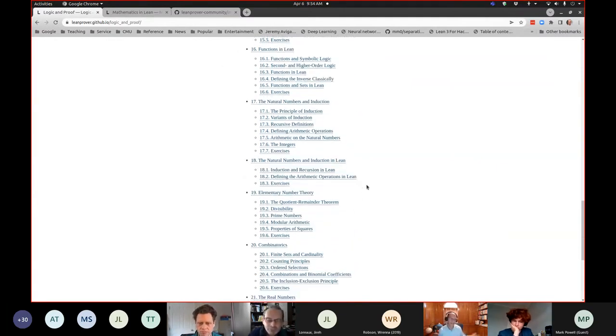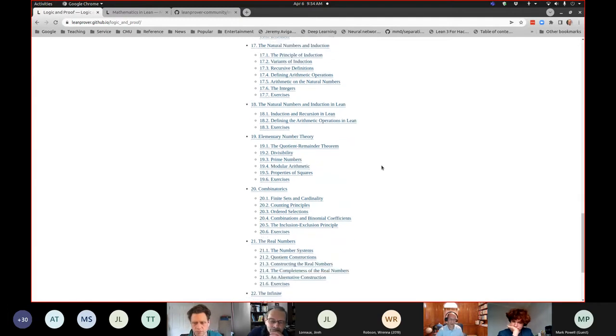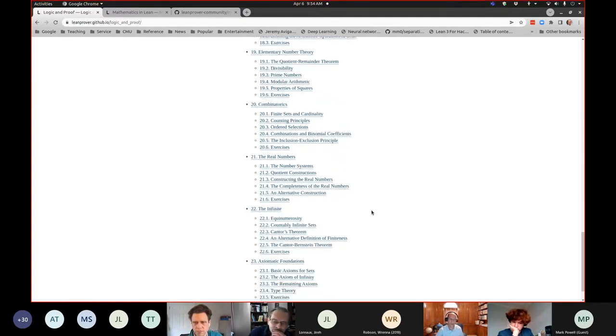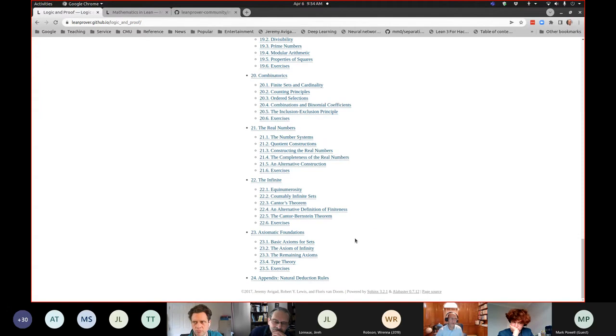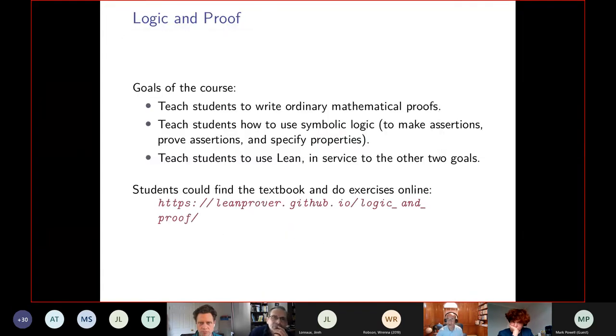And then beyond that, the Lean kind of falls away, and there's a little bit of number theory, combinatorics, real numbers, the infinite. And then finally tying it together at the end, there's a little chapter on axiomatic foundations that kind of brings together the mathematics and the infinite and so on. So in the course we go at a good clip. We covered a lot of material, but it was always very enjoyable to teach.